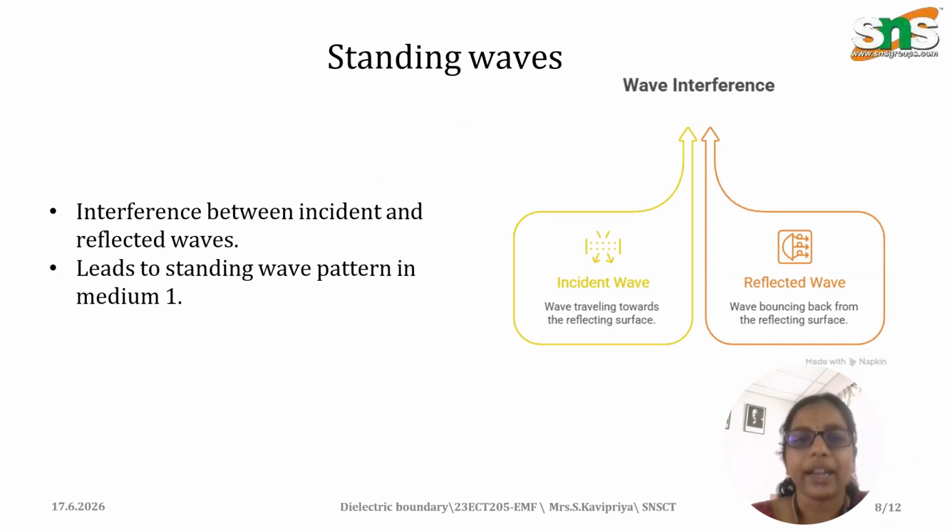And next is a standing wave. What is a standing wave? If there is an interference between the incident and the reflected waves, then it leads to a standing wave pattern, which occurs in medium 1. So what is the incident wave and what is the reflected wave? A wave traveling towards a reflecting surface, we call an incident wave. The wave bouncing back from the reflecting surface, we call a reflected wave. So the interference between the incident and the reflected wave leads to the creation of the standing wave in medium 1.